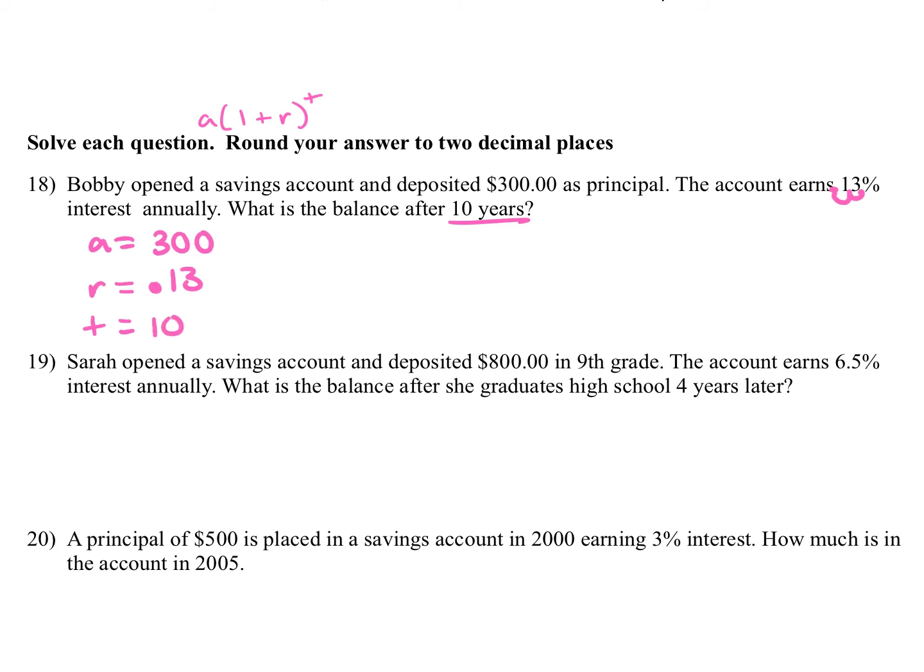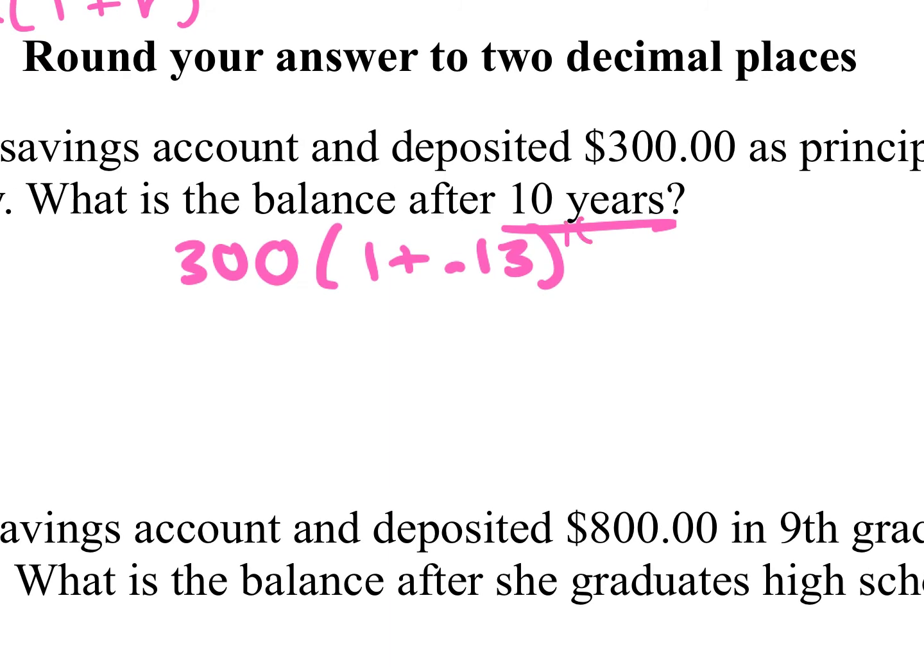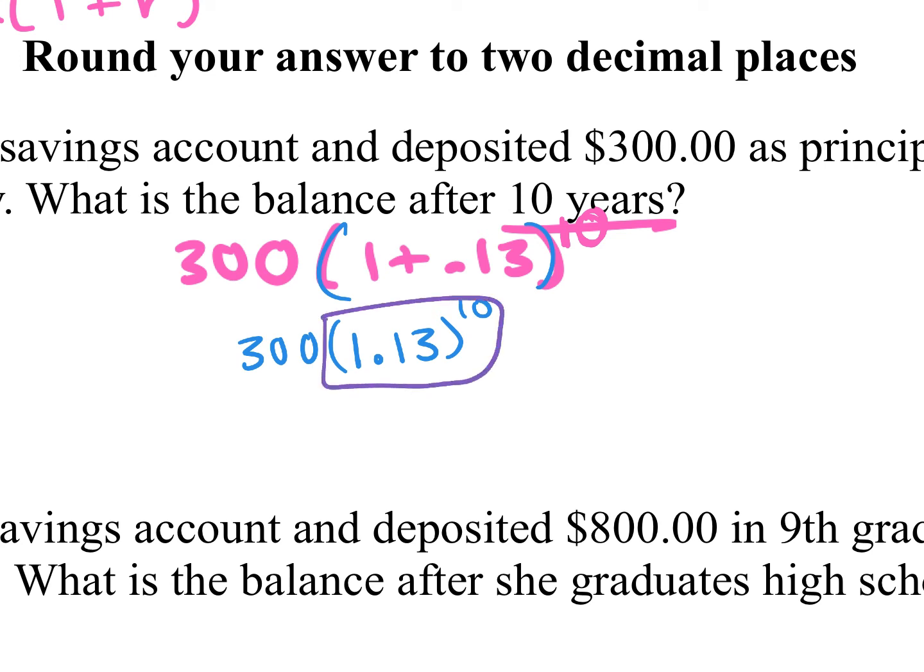So let's plug it all in. I have 300 times 1 plus 0.13 to the power of 10. Is it plus? Yes. It's only minus when it says decreasing. What do I have to do first here? Parentheses. So this would be 1.13 to the power of 10 times 300. What do I do next? The exponent. So 1.13 to the power of 10.